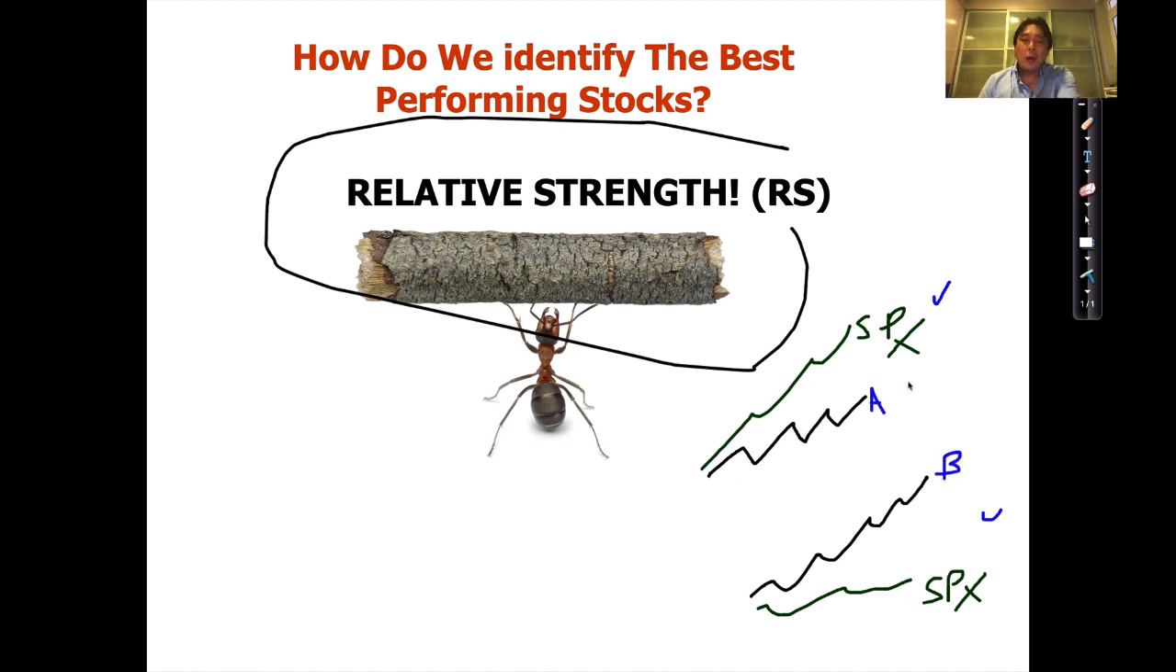So again, stock A is going up, but it is going up less than the S&P 500. So it's got low relative strength. It's weak relative to the market. But stock B is going up even more than the S&P 500. So it's got high relative strength because it's outperforming the market. So we only want to look for trade setups on B stocks.